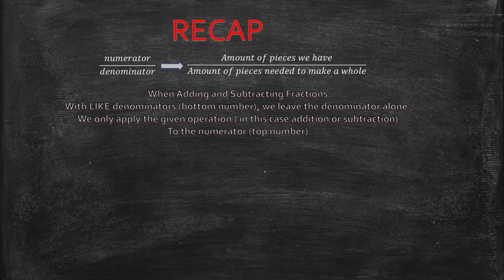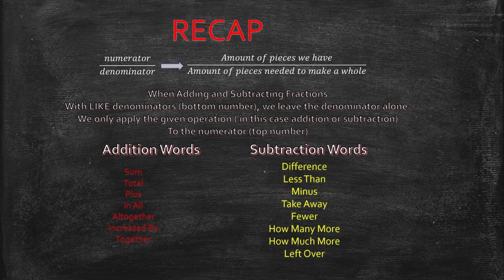When adding and subtracting fractions with like denominators, the bottom number, we leave the denominators alone, meaning that we leave it the same number. We only apply the given operation, in this case addition or subtraction, to the numerator, the top number. Remember our addition words for word problems: sum, total, plus, in all, together, increase by. And our subtraction words: difference, less than, minus, take away, fewer, how many more, how much more, and left over.